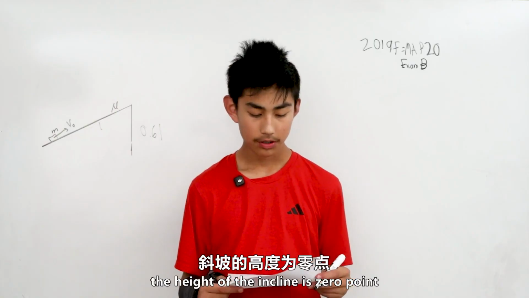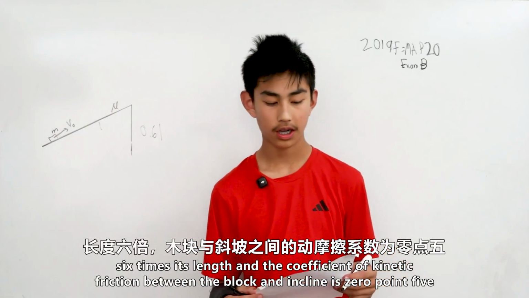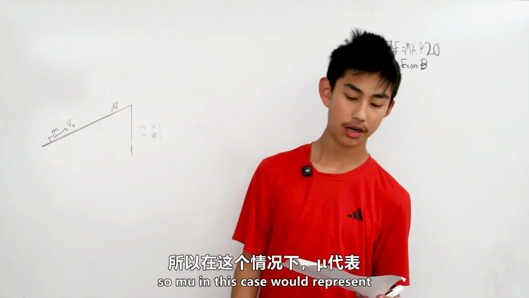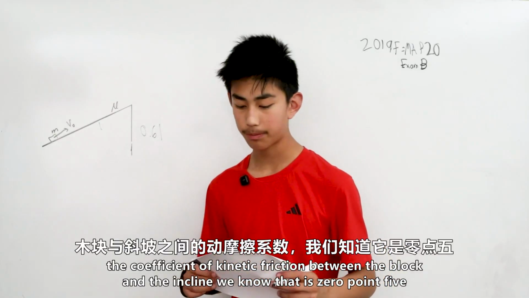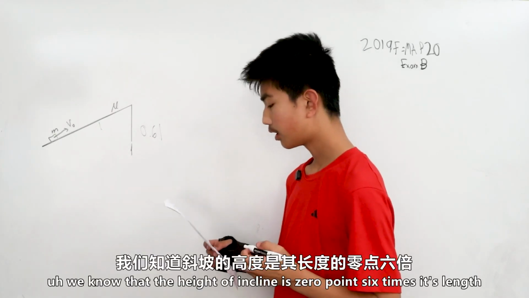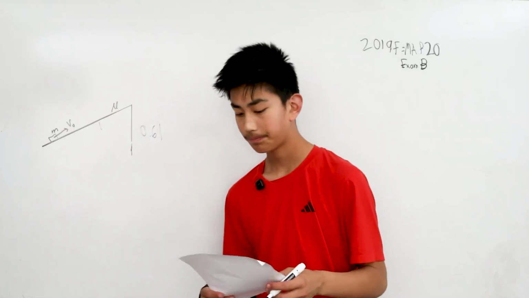The height of the incline is 0.6 times its length, and the coefficient of kinetic friction between the block and incline is 0.5. So mu in this case represents the coefficient of kinetic friction between the block and the incline. We know that is 0.5. We know that the height of the incline is 0.6 times its length.